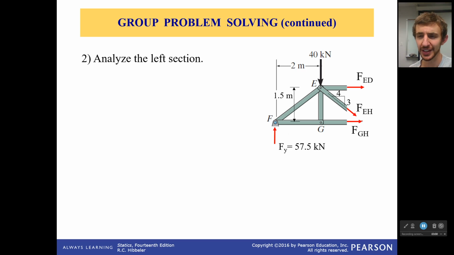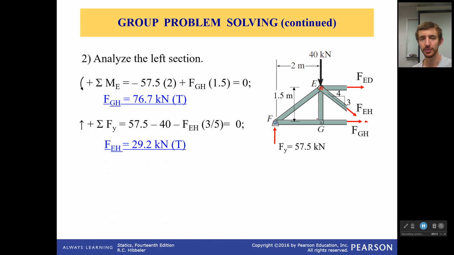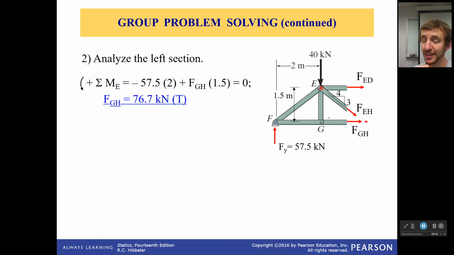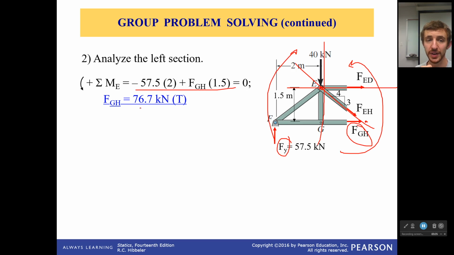Now, if it's going to do what it did last time, it's probably going to be looking to do it around this point. I think that's kind of silly. Why not just do it right here? Because that gets rid of a lot of forces, a whole lot of forces. So that's what I would do. Let's see if it does it. It takes the moment around point E. It does do that. Now, why that point? Because that force doesn't matter, that force doesn't matter, and that one doesn't matter. All you care about is force GH and force Y, which is pretty simple. One is causing a counterclockwise moment, the other is causing a clockwise moment. So they battle it out. You find that force GH is 76.7 kilonewtons in tension.